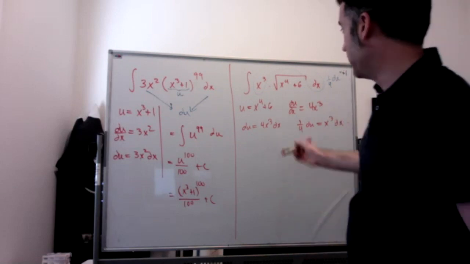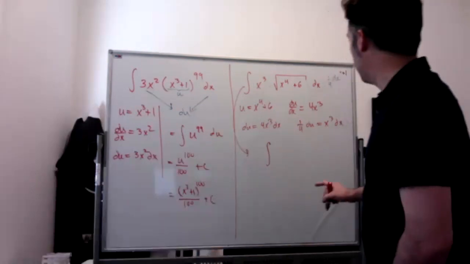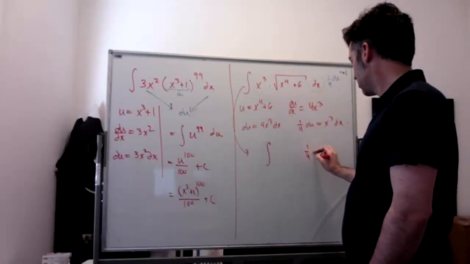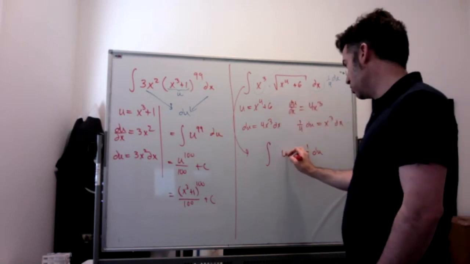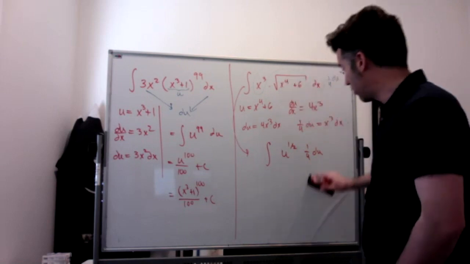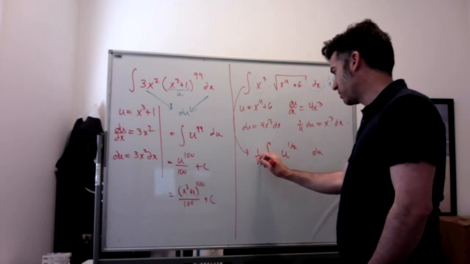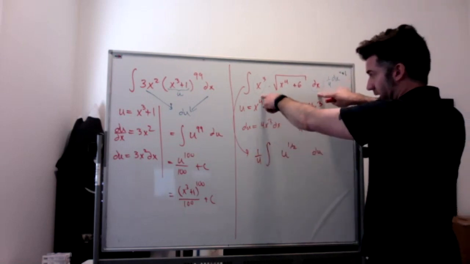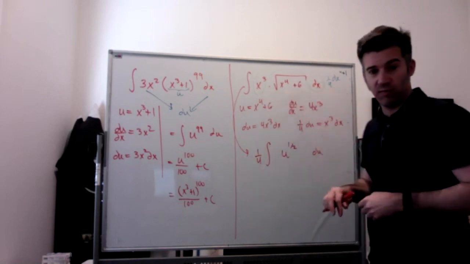So I end up with an integral that is, I've got 1/4 du, and then I've got the square root of u, or I'm going to write it as u to the 1/2. And I usually encourage you to put that 1/4 constant multiple out in front. So there's my 1/4 du that's equal to x cubed dx, and there's my square root of u that's equal to the square root of x to the fourth plus 6.